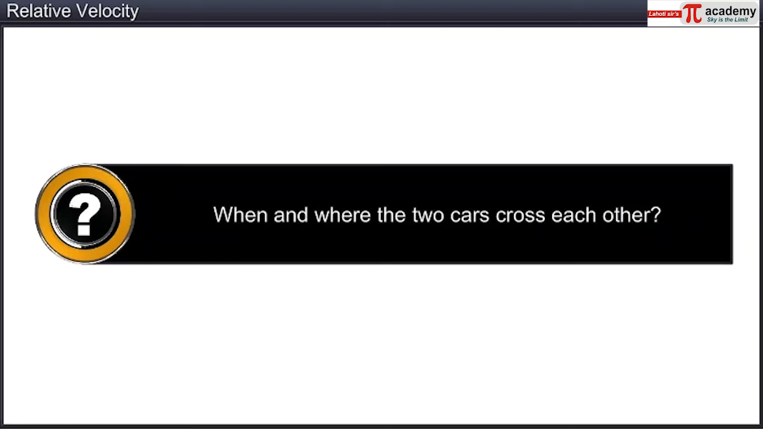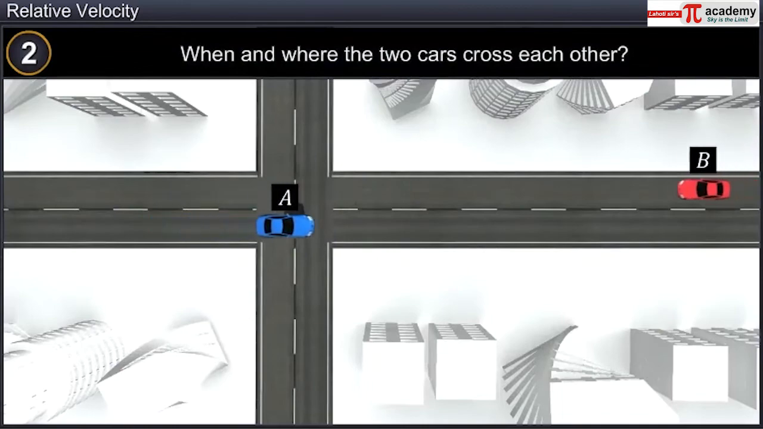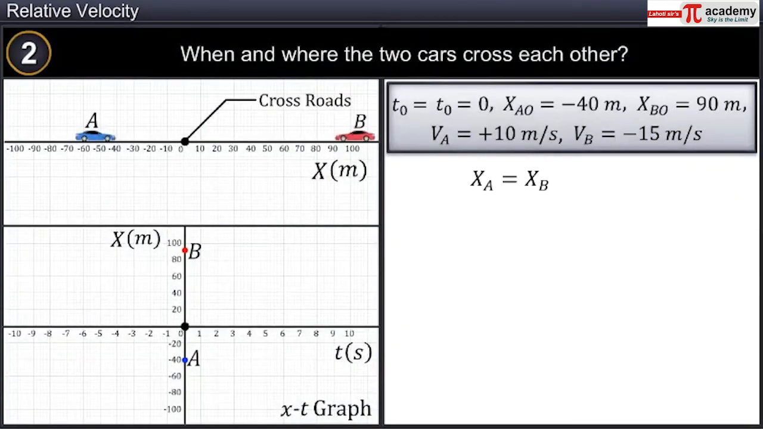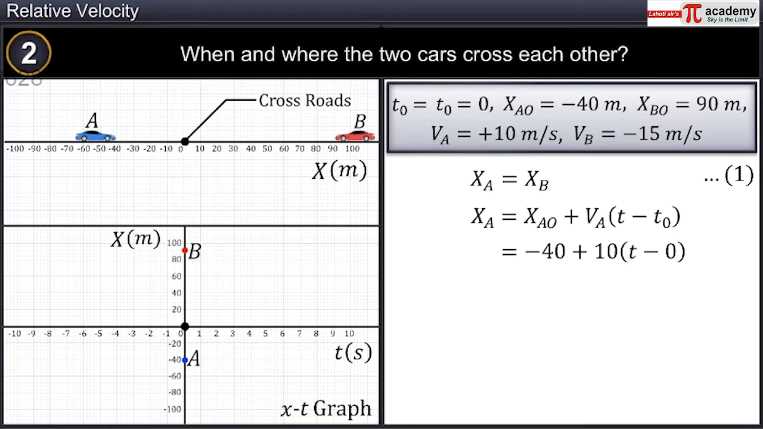When and where the two cars cross each other? When the two cars cross each other, their position coordinate is the same. That is, XA is equal to XB, which is equation 1. Here, XA is equal to XAO plus VA into T minus T naught. By substituting and simplifying, we get XA equal to minus 40 plus 10T, which is equation 2.